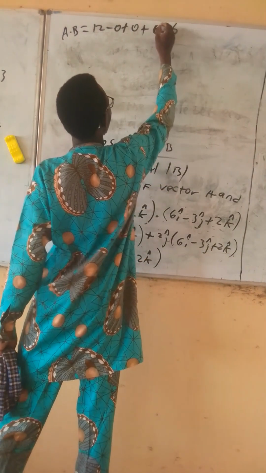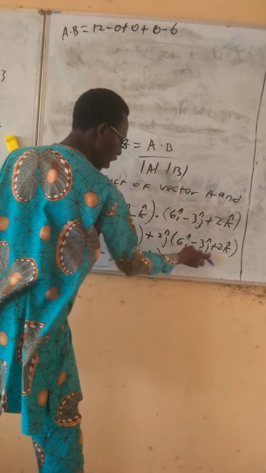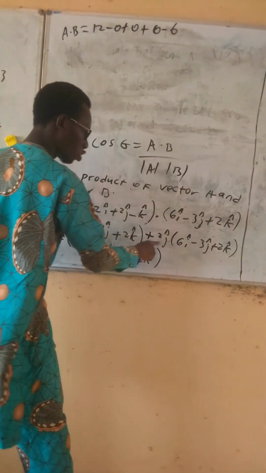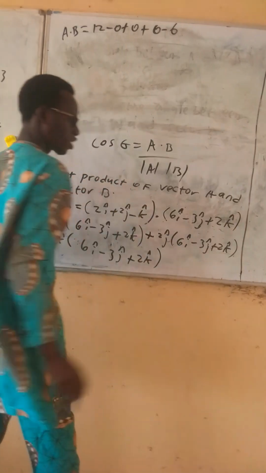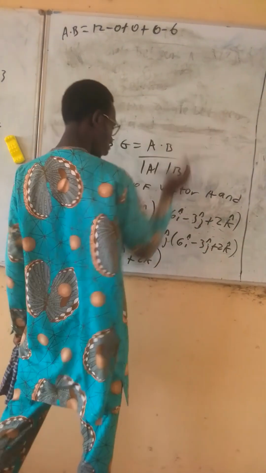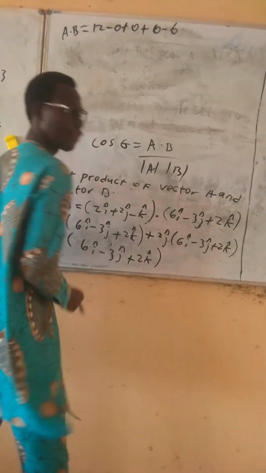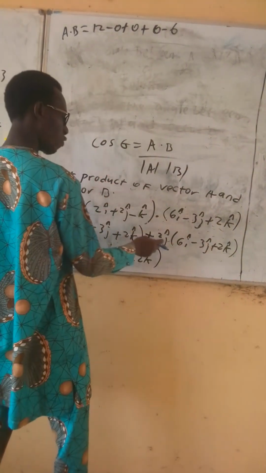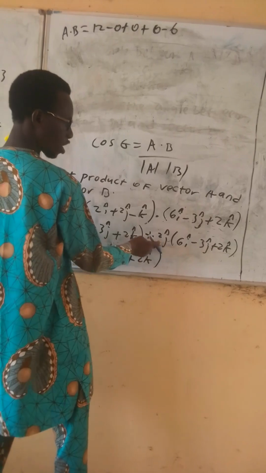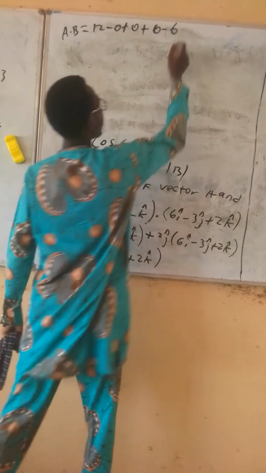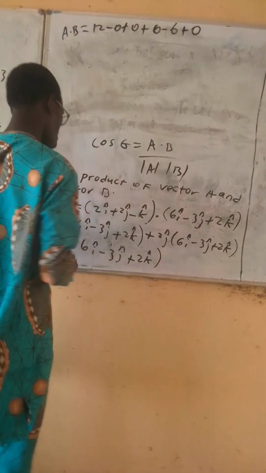Minus 6. I'm getting it because we have j and j, right? So we have 2j multiplied by 2k, which is 0, because we have j and k. J multiplied by k in vectors is 0. So we have 2j multiplied by 2k, which is plus 0.